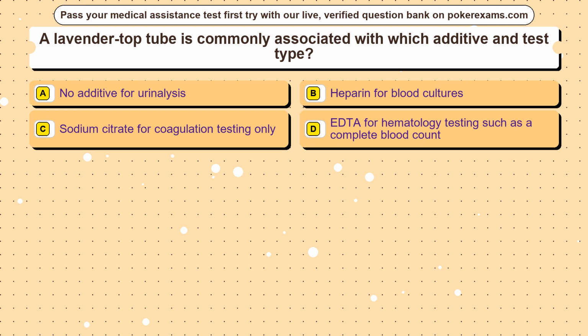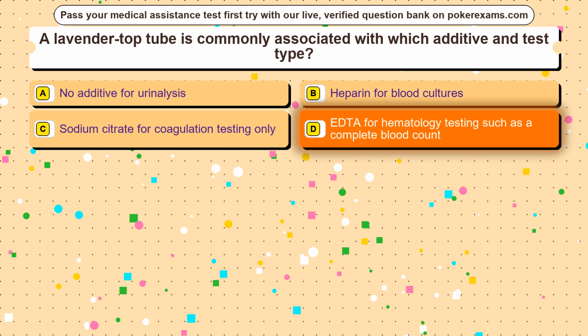Question 79. A lavender top tube is commonly associated with which additive and test type? Option A, no additive for urinalysis. Option B, heparin for blood cultures. Option C, sodium citrate for coagulation testing only. Option D, EDTA for hematology testing such as a complete blood count.